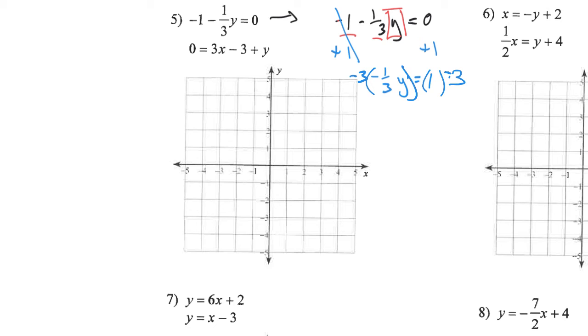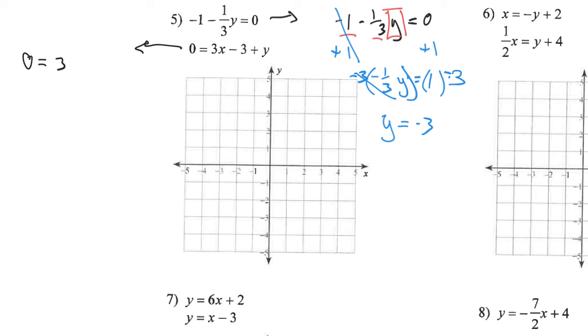So the negative 3 times the negative 1/3 cancels out the 3's. Double negative makes it positive, so here I just have 1y. 1 times negative 3 is negative 3. So there I have that one solved. Now I'm going to take the other one and solve it.